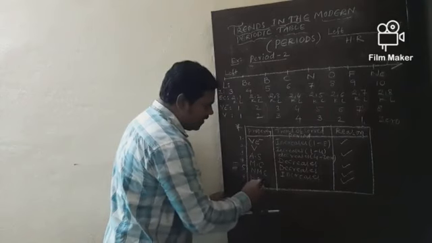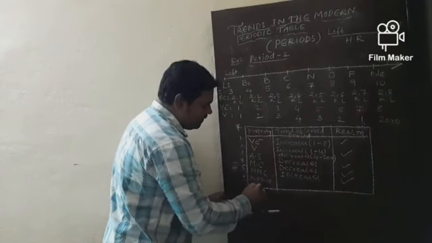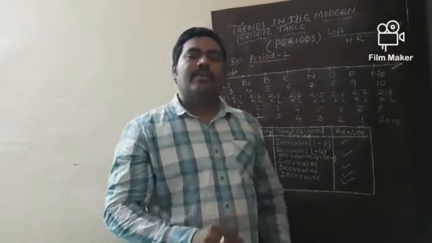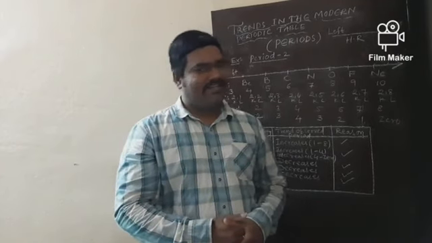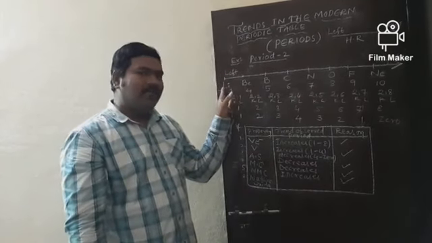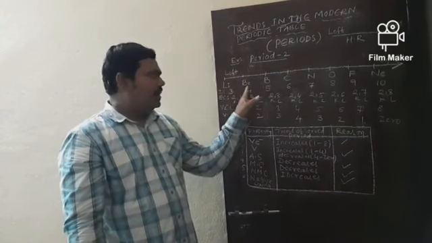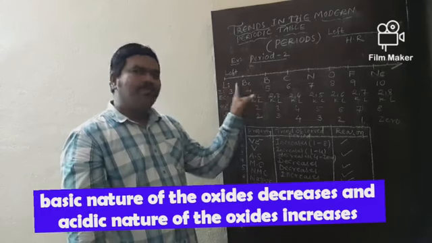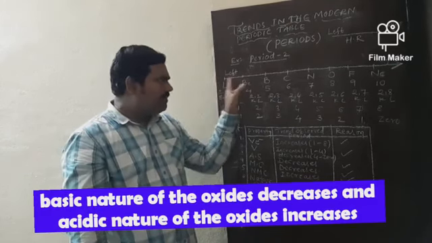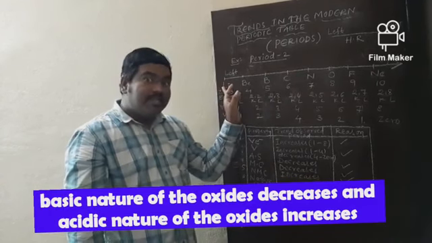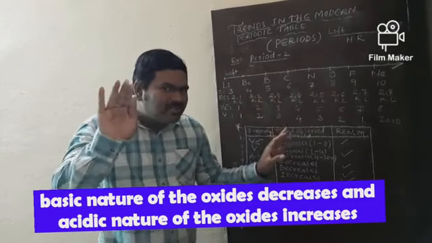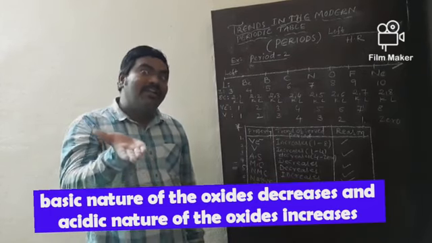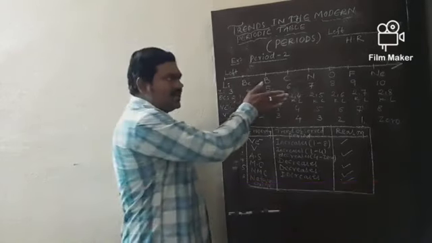Nature of oxides. How does the nature of oxides vary across a period from left to right? You know, lithium is able to form lithium oxide, which is basic in nature, and beryllium is able to form beryllium oxide, which is basic in nature, because these are two metals. But while moving from left to right, the basic nature of the oxides gradually decreases and the acidic nature of the oxides gradually increases. That is the trend observed.